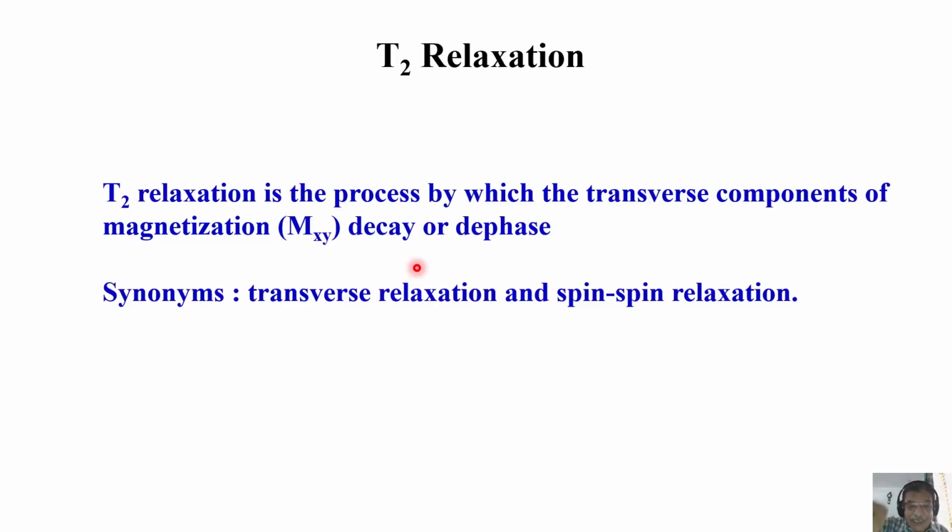But for the complete dephasing to take place in the transverse plane, it has a time constant. The magnetization X and Y components decay or dephase with time. That is called T2, relaxation time. This also is a relaxation process. If you understand, this relaxation is nothing but the dephasing of the spins in the transverse plane. And T1 is growth along z-axis. One is along the transverse plane, the other is along the longitudinal axis. And this also has synonyms. You call it transverse relaxation or spin-spin relaxation.